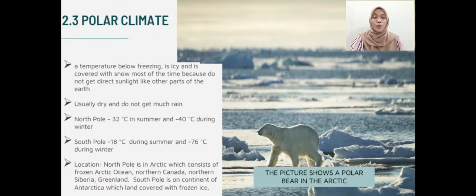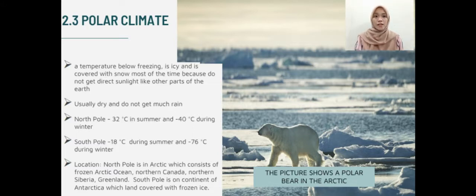And it lies within the Arctic and Antarctic circles near the North and South Pole. Polar climates are usually dry and do not get much rain. The temperature is below freezing, icy, and covered with snow most of the time. And it occurs because polar climates do not get direct sunlight like the other parts of the Earth.